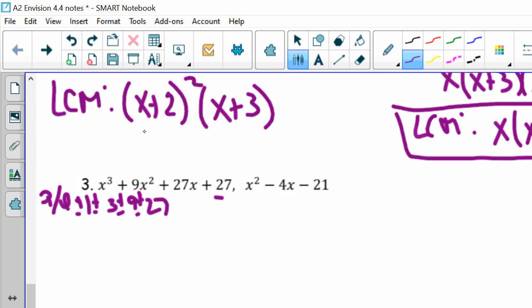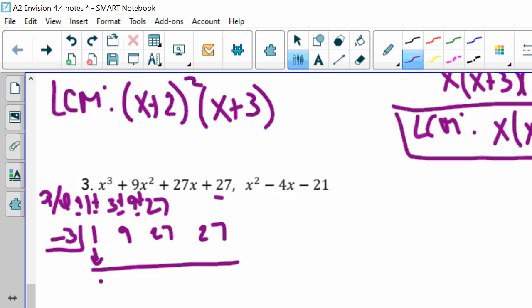I'm not going to start out big. I'm not going to start out super small, somewhere in the middle. So let's try a negative 3. So 1, 9, 27, 27. My 1 comes straight down, negative 3, so I'm at 6, negative 18, 9, negative 27 works.